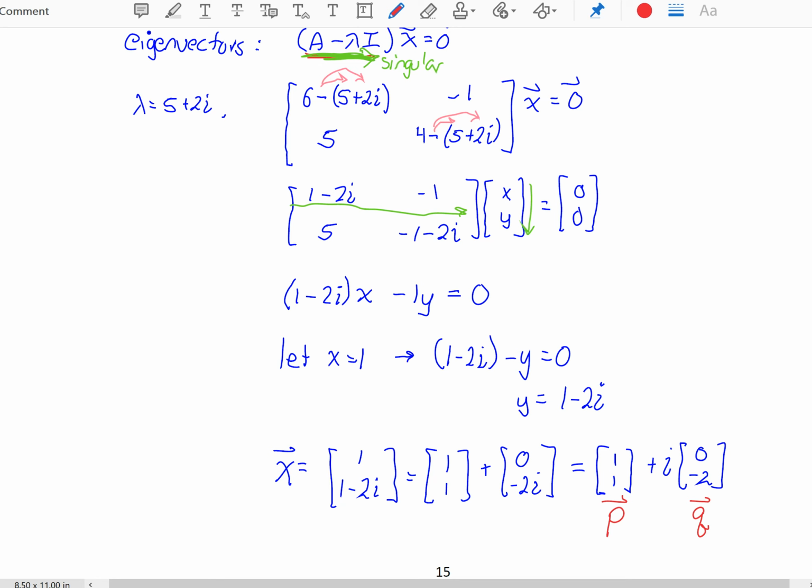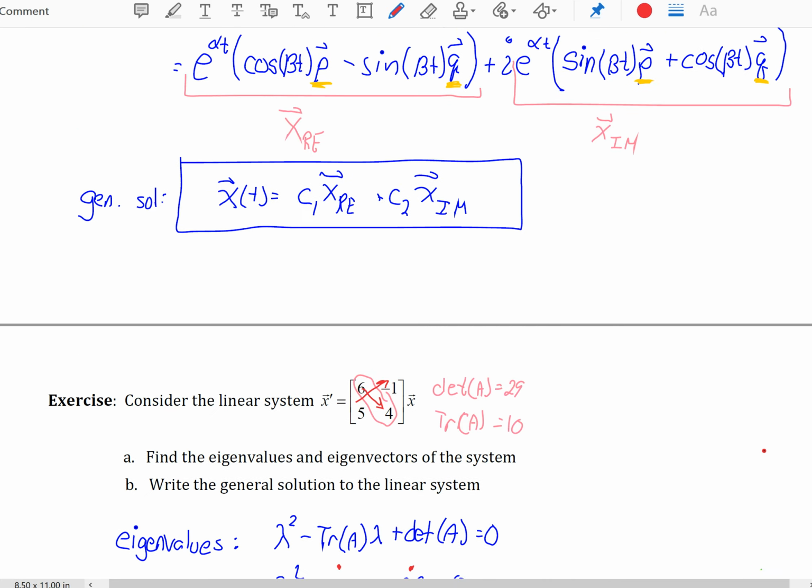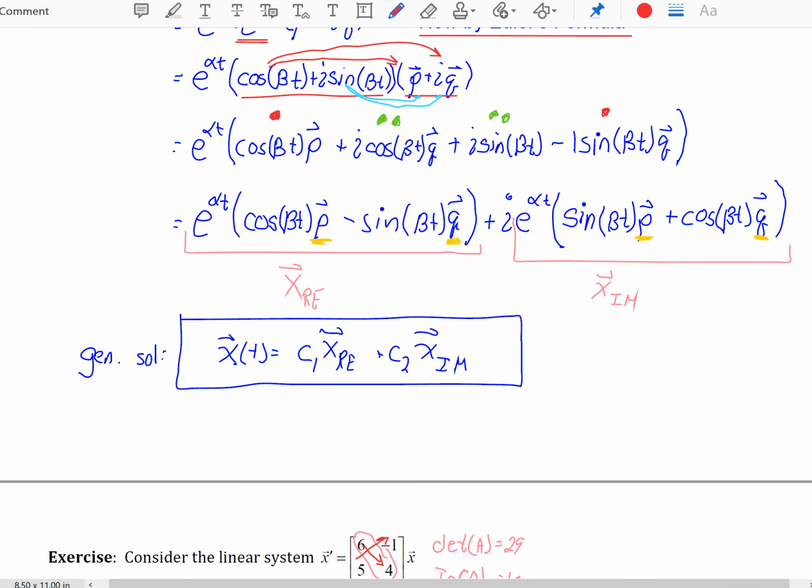Now that we have our eigenvalue and our eigenvector written in terms of the p and q vectors, we can jump to our general solution. So for our general solution, remember, we want to write our general solution as the linear combination of the real portion and the imaginary portion, where the real portion is written as this expression and the imaginary portion is written as this expression. Okay, so here we go.